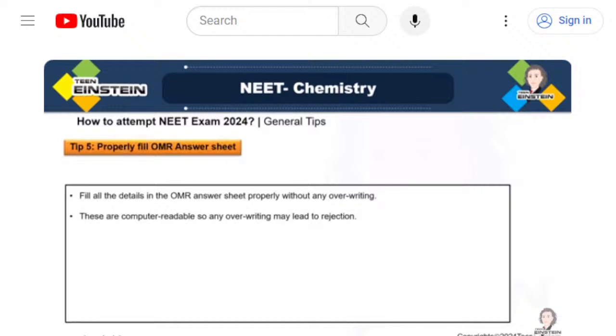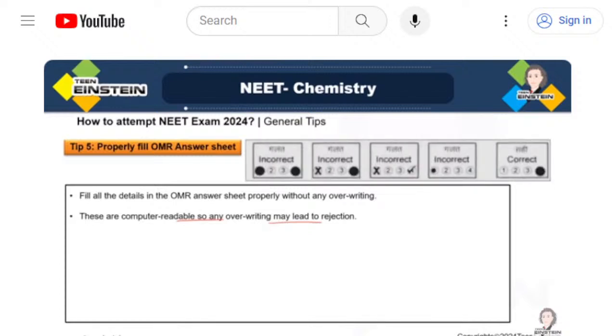Now the last tip is to properly fill the OMR answer sheet. Fill all the details of the OMR answer sheet properly without any overwriting because it is computer readable. If you make any other extra mark which is not desired, or if you overwrite, that will lead to rejection. So here, for example, you can see, suppose there are 4 options and you have selected 2 answers. This is obviously incorrect.